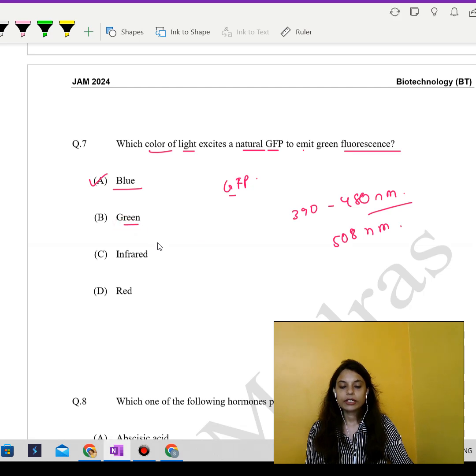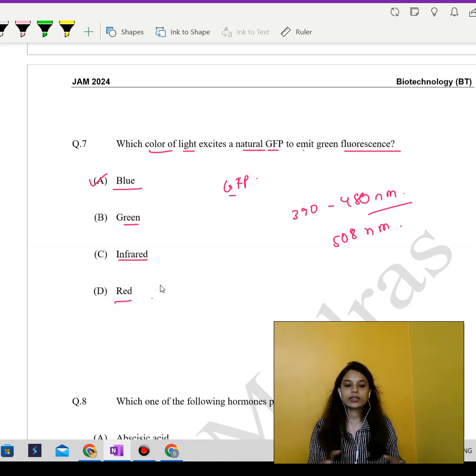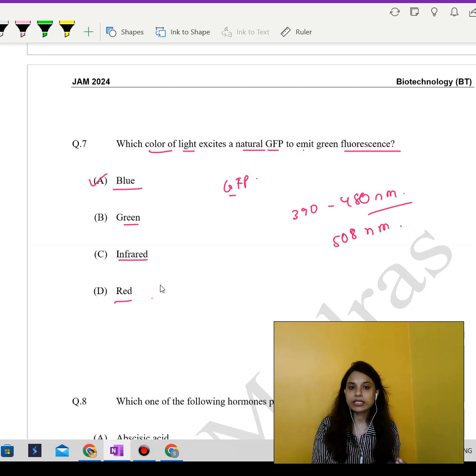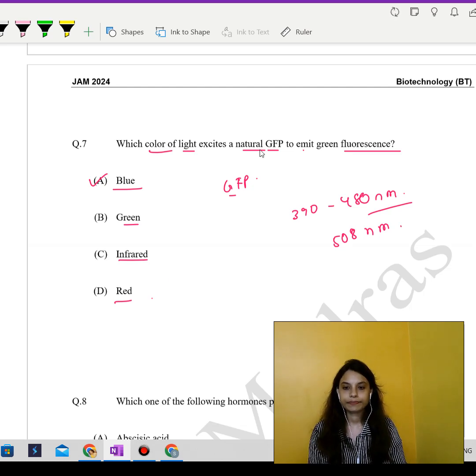Next, we are going to talk about the green color. Green light falls within the emission spectrum of GFP, meaning it will not excite the protein for fluorescence. Next is infrared. Infrared light has a longer wavelength and lower energy than blue light, so it cannot excite the GFP effectively due to insufficient energy transfer. Next is red light. Red light has a longer wavelength and lower energy than blue light, so similar to infrared, it's also outside the absorption spectrum of GFP and cannot induce fluorescence.